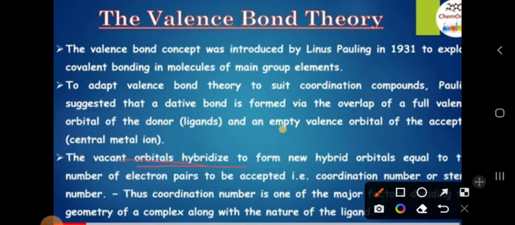The vacant hybridized orbitals form new hybrid orbitals, equal to the number of electron pairs to be accepted. That means the coordination number should be the same. So the vacant orbitals and the coordination number should be the same. What is the meaning of this point?